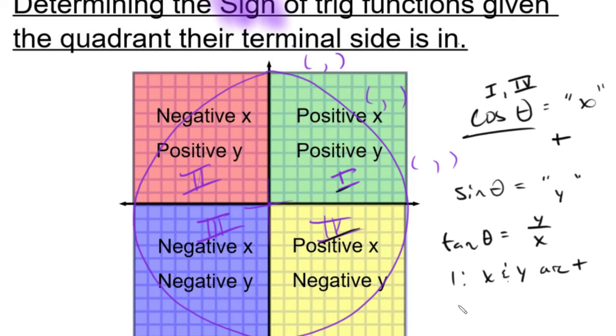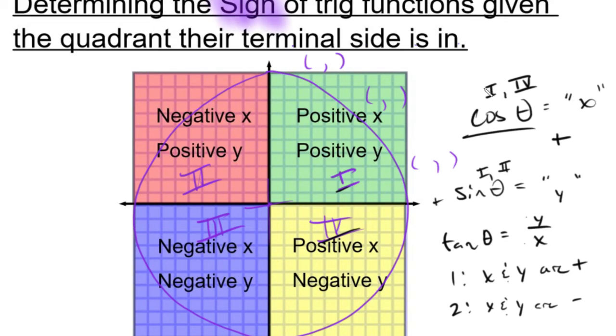That's the first situation where tangent of an angle can be positive. If y and x are both positive, because a positive number divided by a positive number is a positive number. Then option number 2 is that x and y are negative, because if you have a negative over a negative, that is positive again. So sine is positive where y's are positive, which is quadrant 1 and 2.